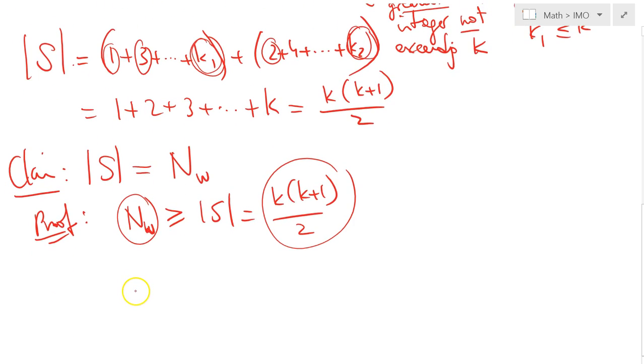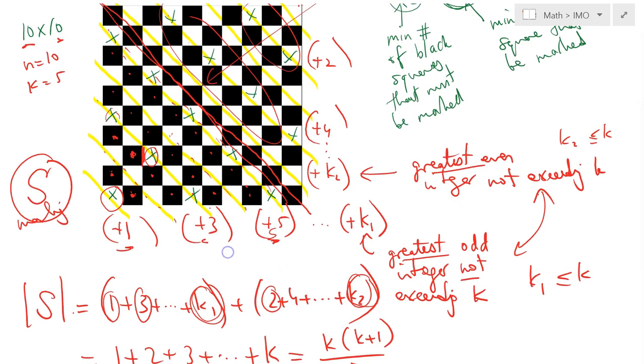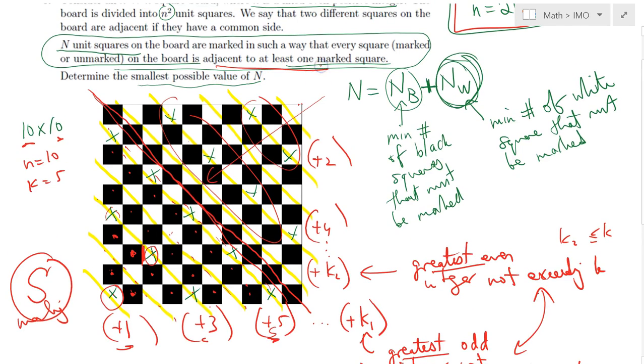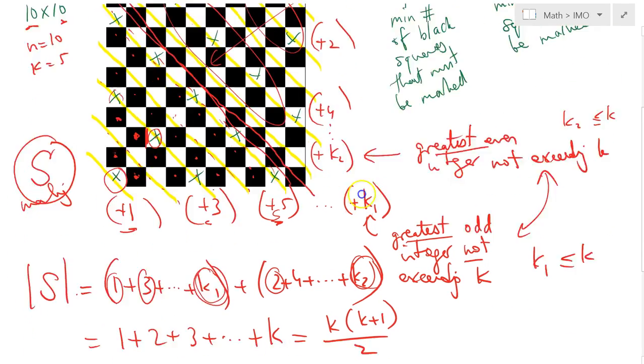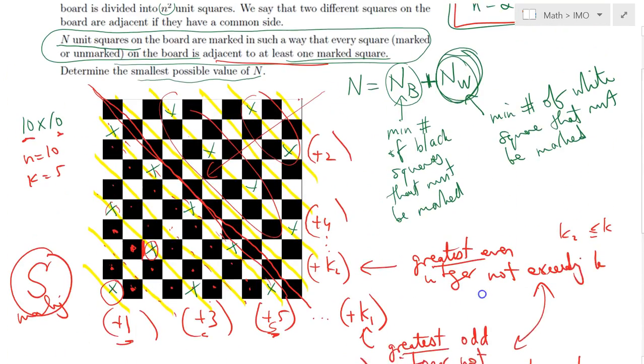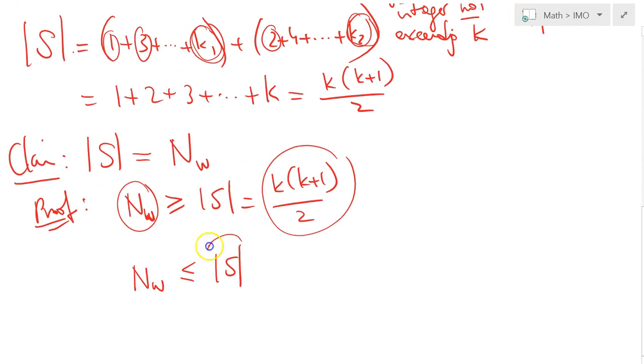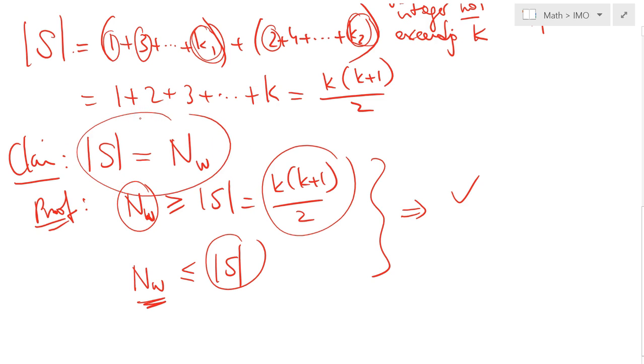And secondly, I also claim that NW is less than or equal to S as well. What I mean here is that S is a successful set, a successful marking, right? Do you agree that there is no black square which is outside the condition of the problem? The condition is satisfied by this marking. Because NW was defined as the smallest, and our set S satisfies the condition, it has to be greater than or equal to NW. Combining these two, the claim is established that S is actually equal to NW.